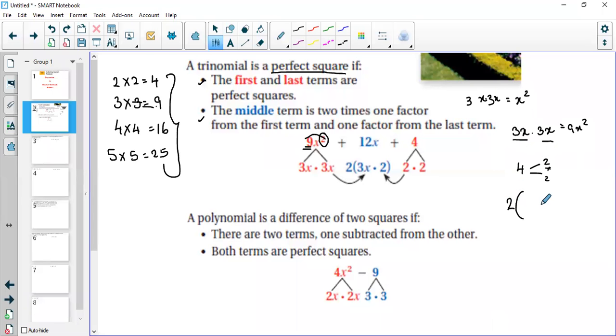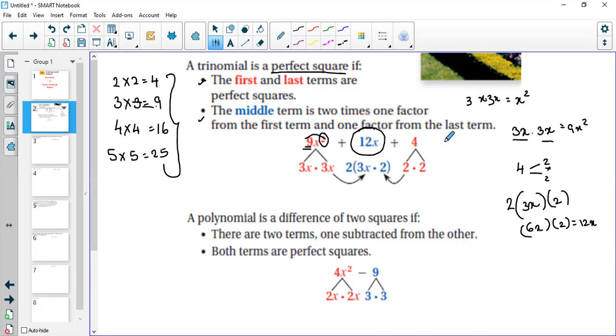You take each term: the square root of 9 is 3, and for x square we found it's x, so 3x. We need to take each term, multiply, and check whether we are getting the term which is in between. Let's check. 2 multiplied by 3 is 6. 2 multiplied by 3x is going to give you 6x. 6x multiplied by 2 is going to give you 12x, which means this is a perfect square trinomial.